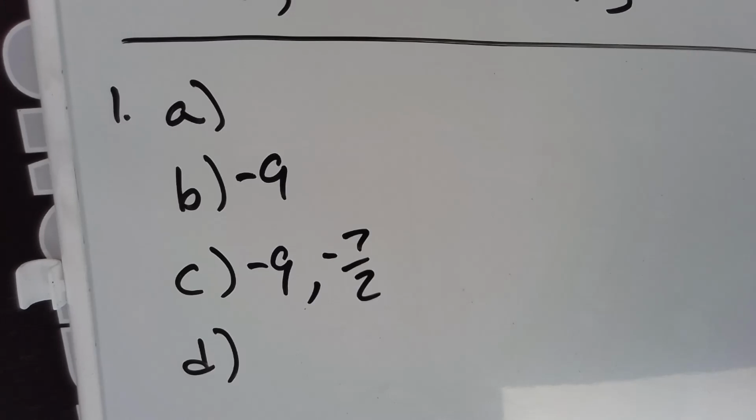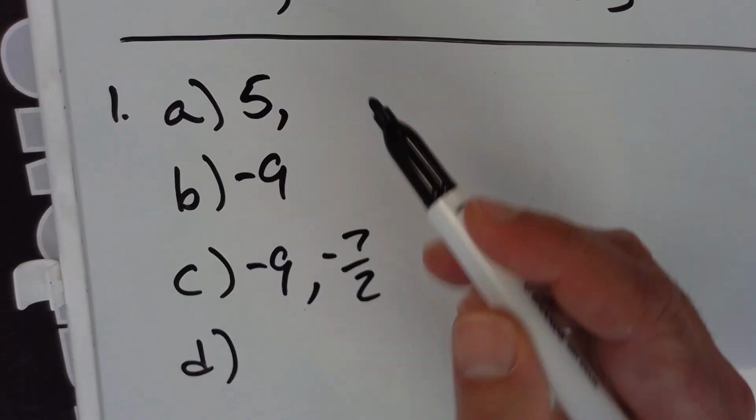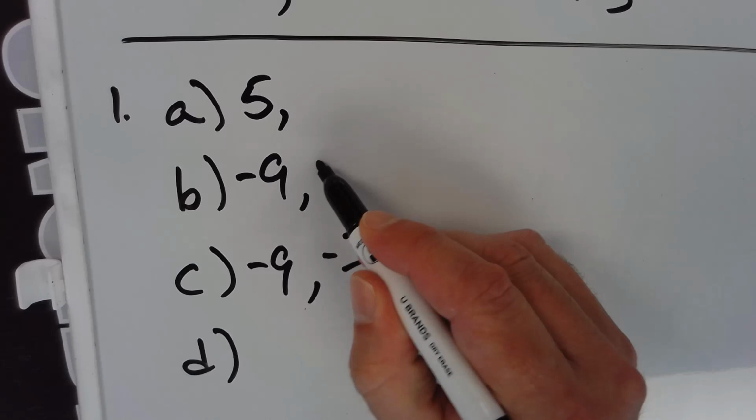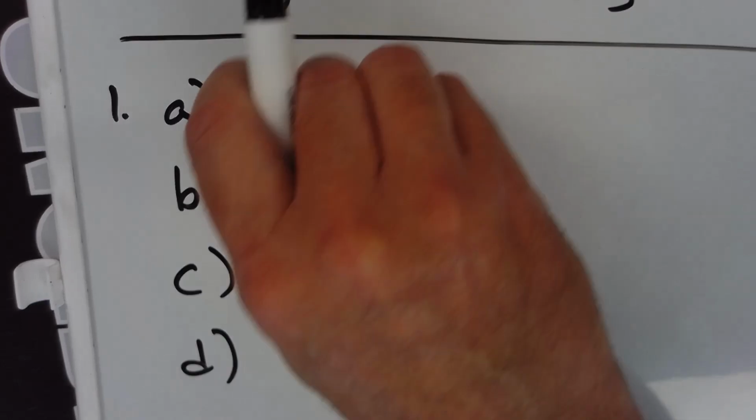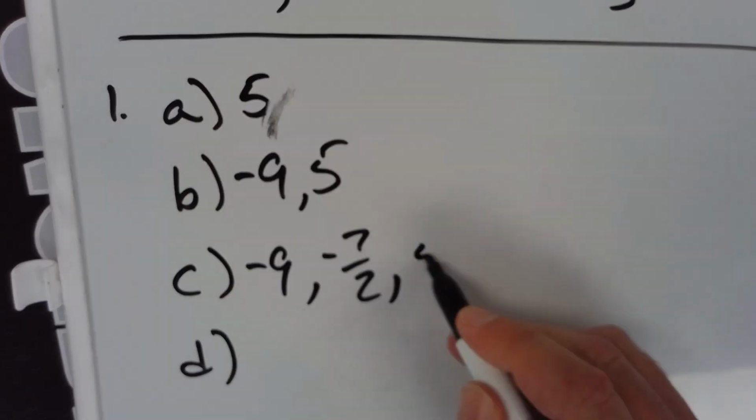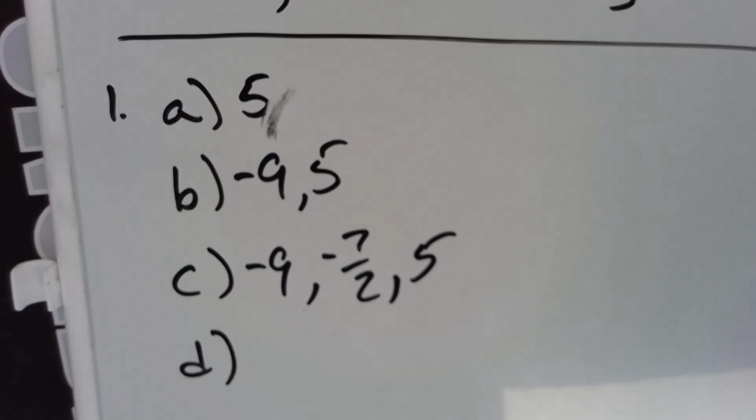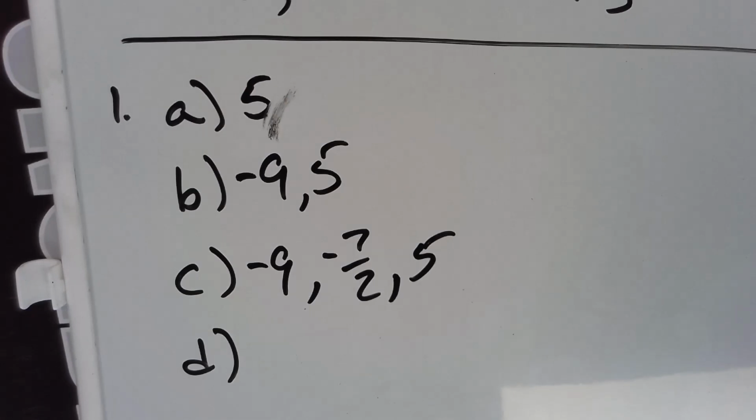5, is 5 a natural number? Yes. Is it an integer? Yes. Is it a rational number? Yes. Is it an irrational number? No, you can't be rational and irrational. All right, 2/3. Natural? No. Integer? No. Rational? Yes. Irrational? No. All right, good job.